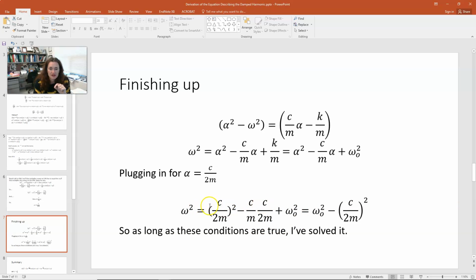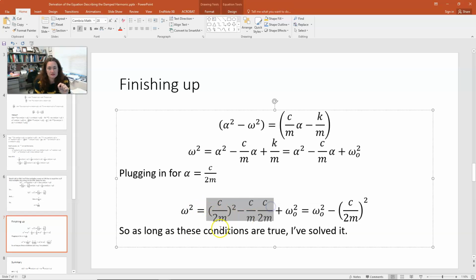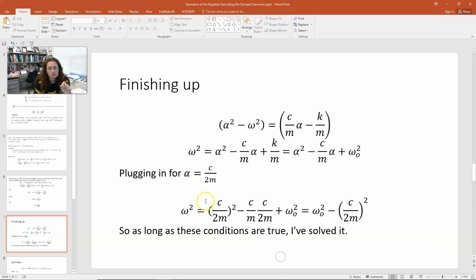And simplifying this bit right here, the c over 2m squared minus c over m times c over 2m, what I would get then is c squared over 4m squared minus c squared over 2m squared, right? And that gives me minus c squared over 4m squared. So I have omega squared equals omega naught squared minus c over 2m quantity squared.